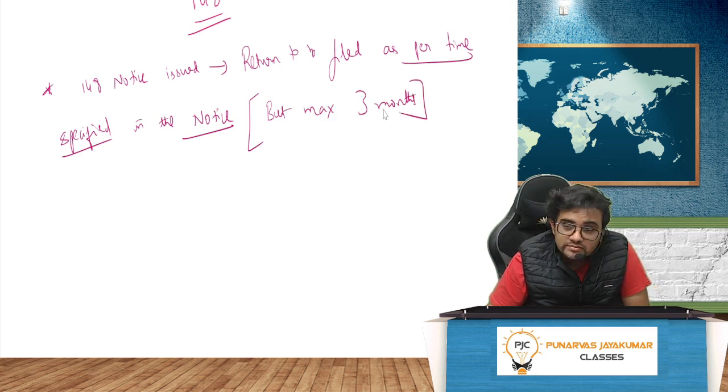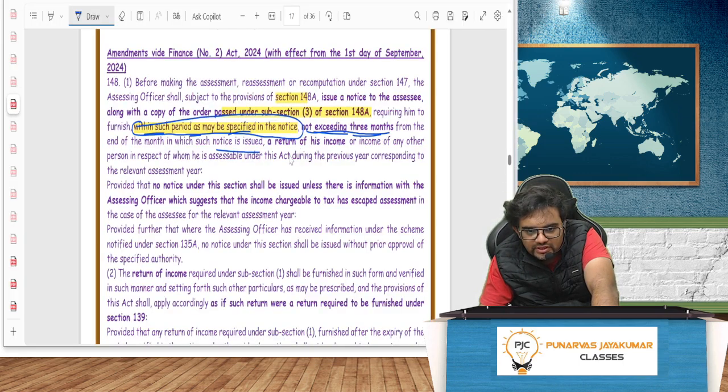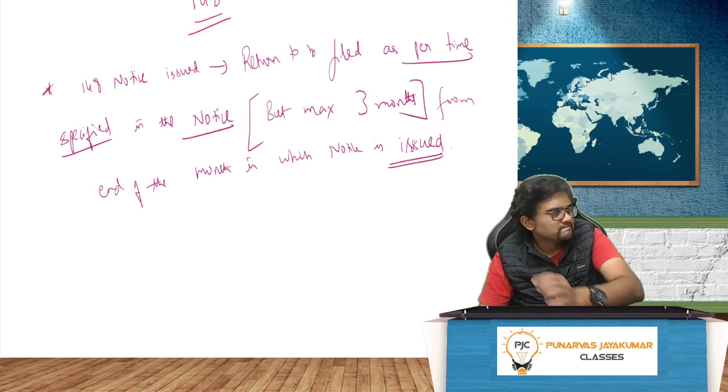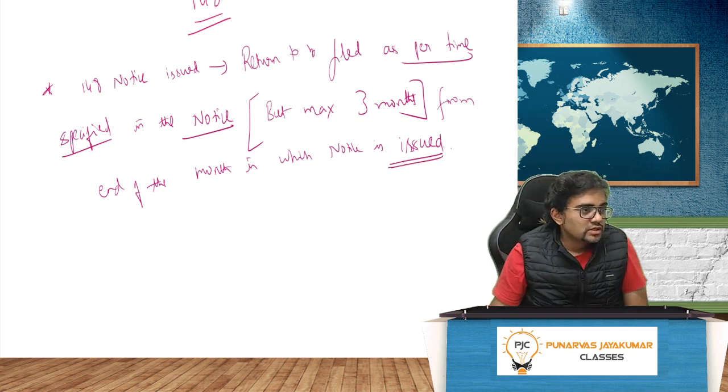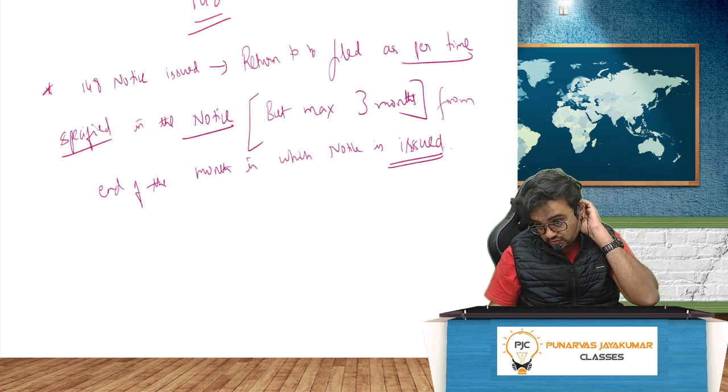From which? From the where? Same, that and all dialogue is same. From the end of the month in which notice is issued. Earlier they used to tell 3 months from the end of the month. Now what are they saying?